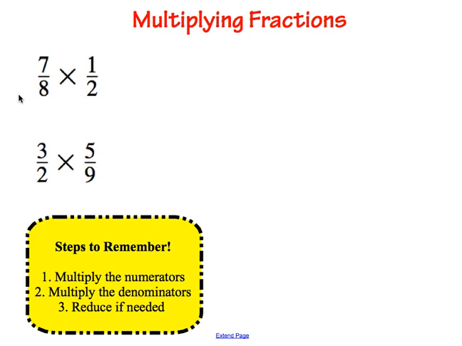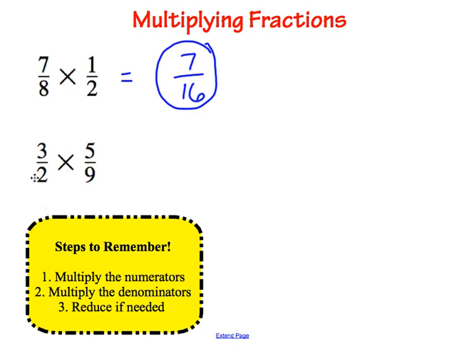Step 1, multiply the numerators. 7 times 1 is 7. Step 2, multiply the denominators. 8 times 2 is 16. Step 3, reduce if needed. 7/16 is in simplest form, and therefore that is our answer.